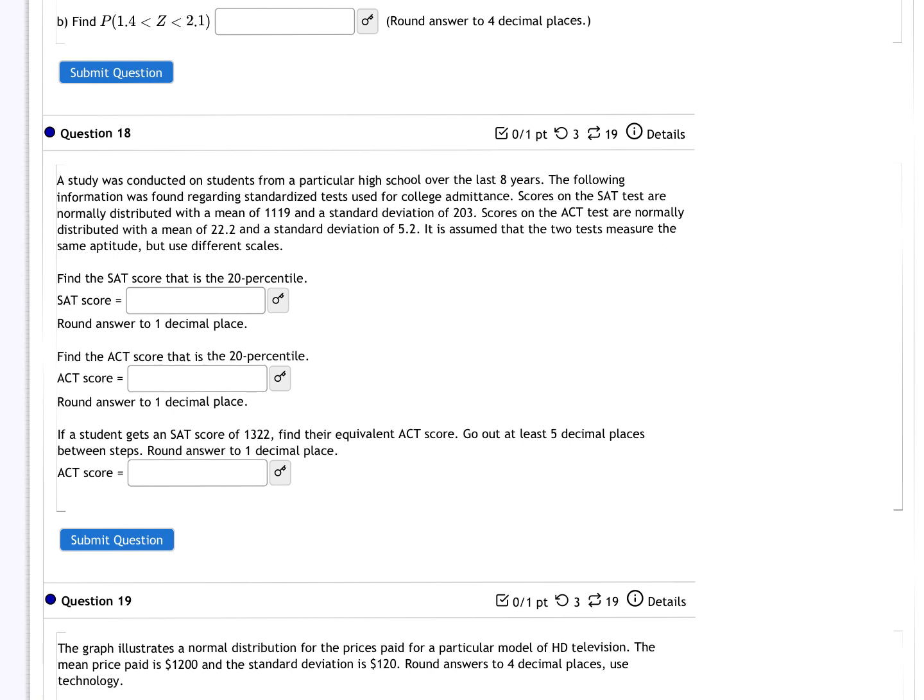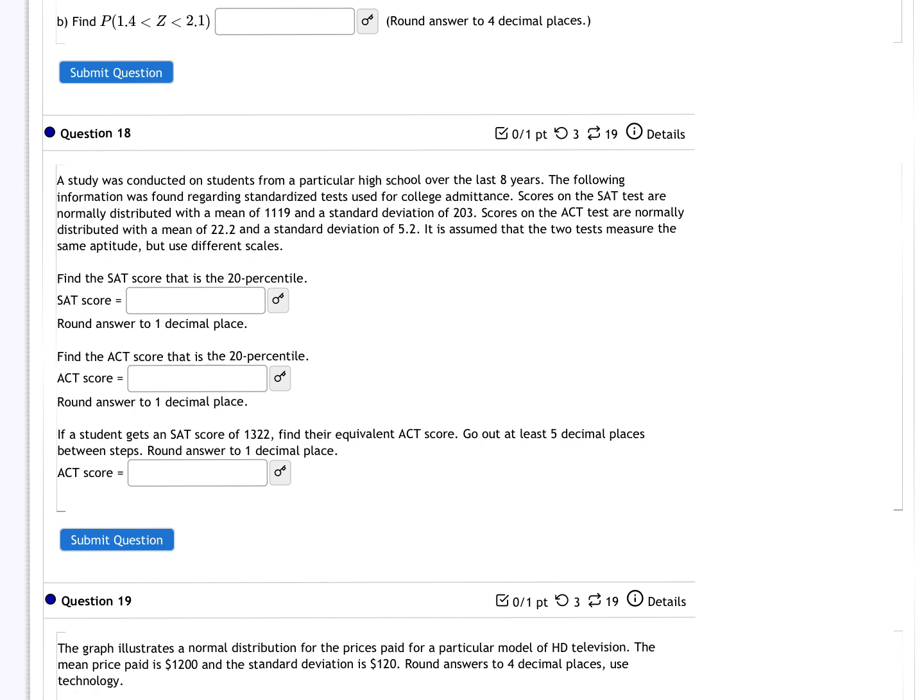Okay, so this is problems 18, 19, 20, and 21 from homework 1, week 1, and we are talking about the empirical rule and finding probabilities under the normal curve. So it says a study conducted on students from a particular high school over the last 8 years. The following information was found regarding standardized tests used for college entrance.